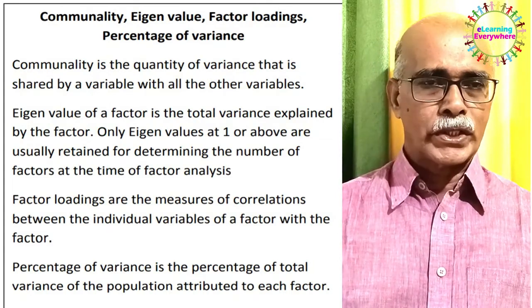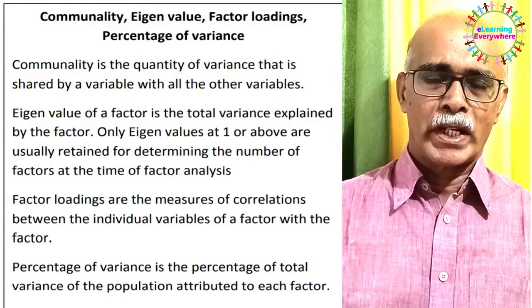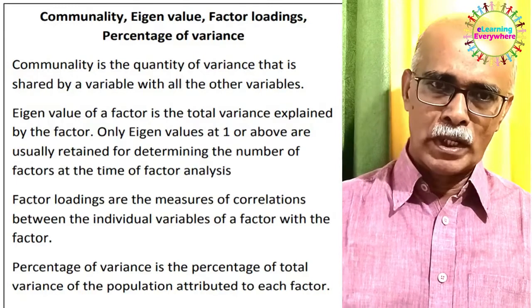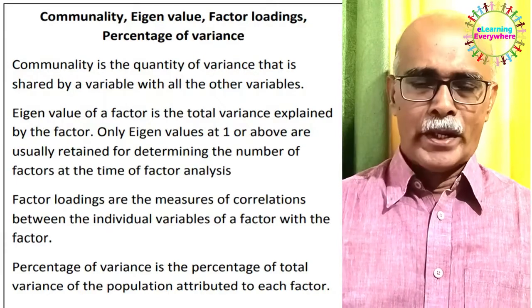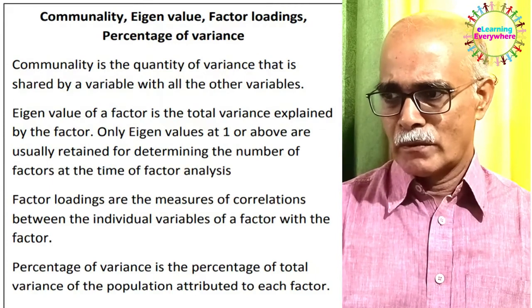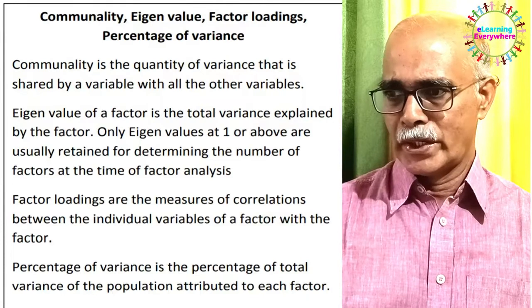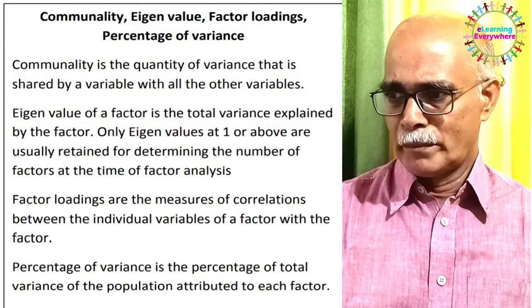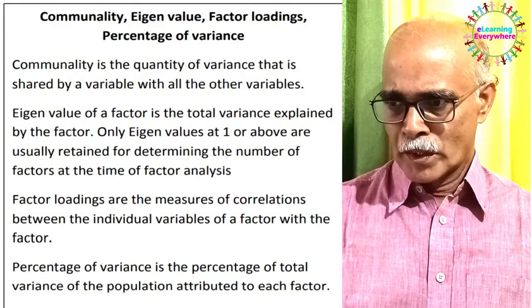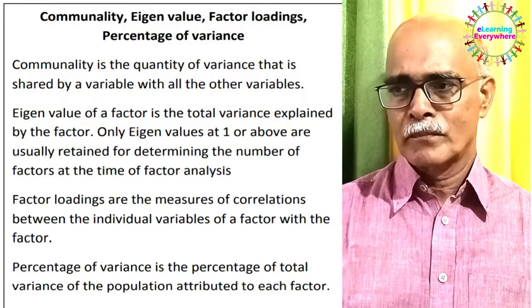And the next is eigenvalue. Each factor will have an eigenvalue. The eigenvalue of a factor is the total variance explained by that particular factor. And in factor analysis, usually factors with eigenvalues of 1 or above are only retained for the determination of the number of factors at the time of factor analysis. So, the eigenvalue of a factor is the total variance explained by that particular factor.